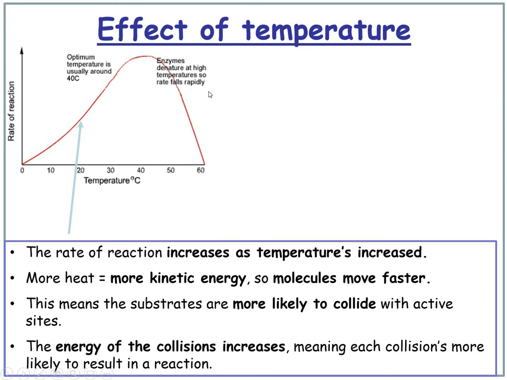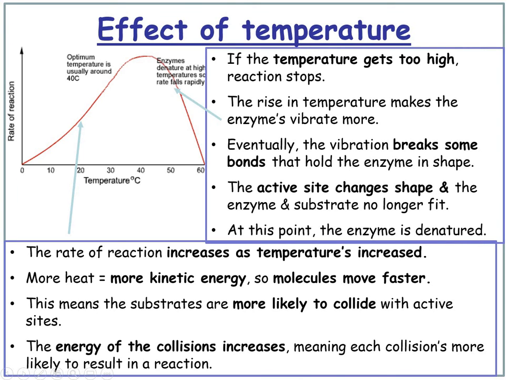Okay, and then if we look at this part of the graph, if the temperature gets too high, the reaction stops. The rise in temperature makes the enzymes vibrate more. Eventually, the vibration breaks some of the bonds that hold the enzymes in shape, such as hydrogen bonds. The active site changes shape, and the enzyme and substrate no longer fit. At this point, the enzyme is said to be denatured.